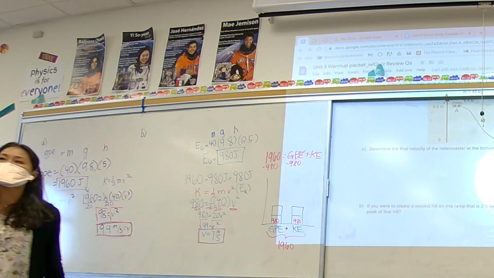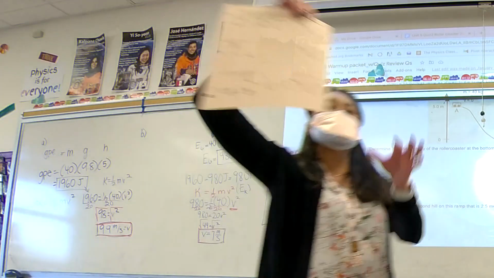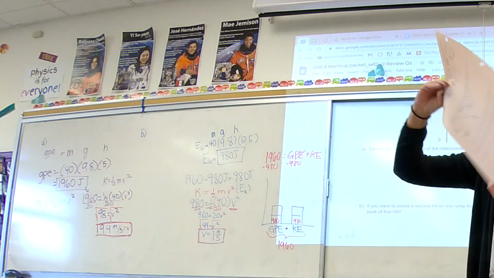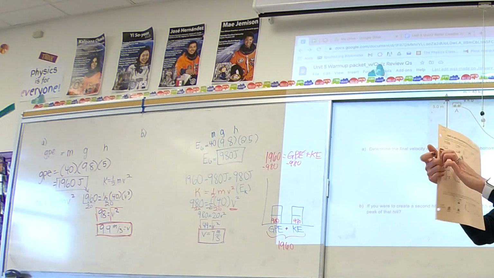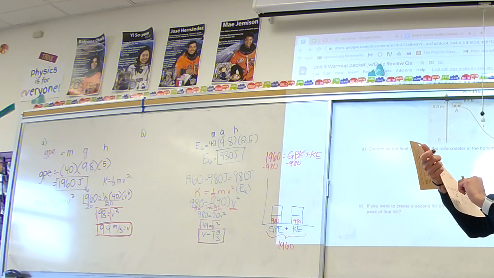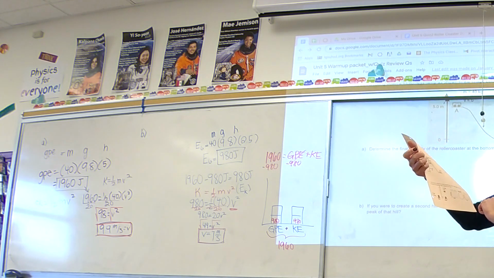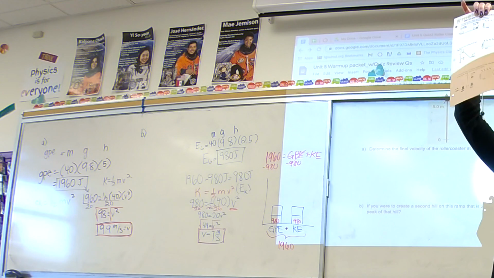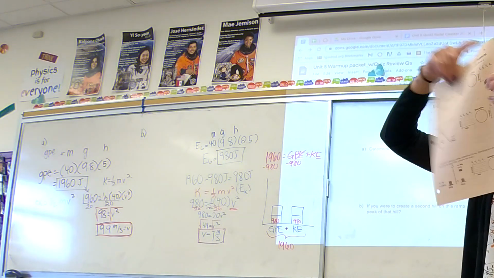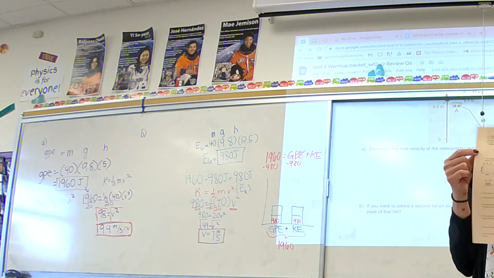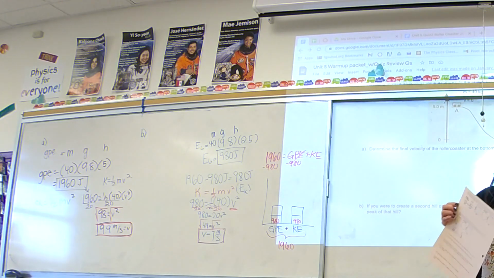This worksheet right here, we're not actually going to do the whole thing. You're only going to do problems 1 through 4 today. And if you look at these problems, you've got some scenarios with springs, some scenarios with ramps, and it's a different energy transfer for every single scenario. So only do numbers 1 through 4.